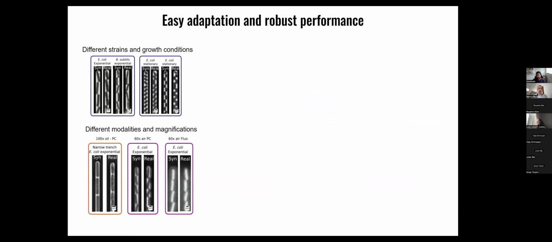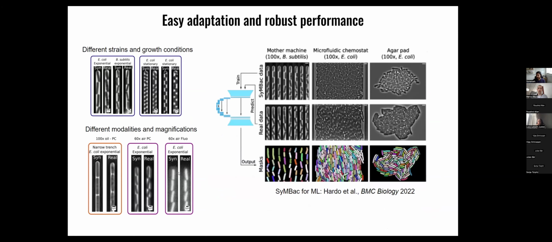We can generate images for bacteria under various growth conditions for different species of bacteria, and also under different imaging conditions and even fluorescence images. And it gives a really robust performance, so we can segment any data from mother machine type devices, two-dimensional colonies or agar pads to produce really accurate segmentation output.